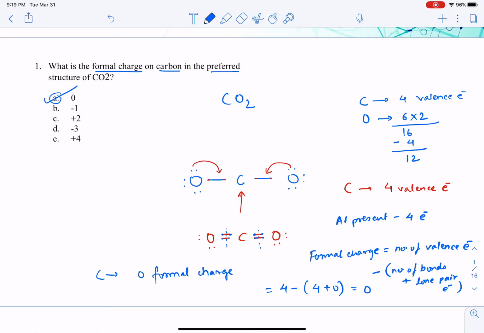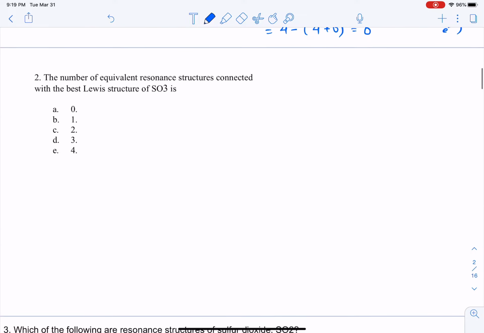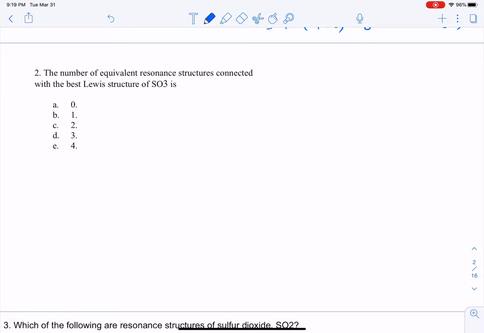Now moving to question number 2. In this question we are trying to understand something about resonance. So let's read the question first. The number of equivalent resonance structures connected with the best Lewis structure of SO3 is. So we have SO3, we have to see the best Lewis structure, so we'll go with the original way.